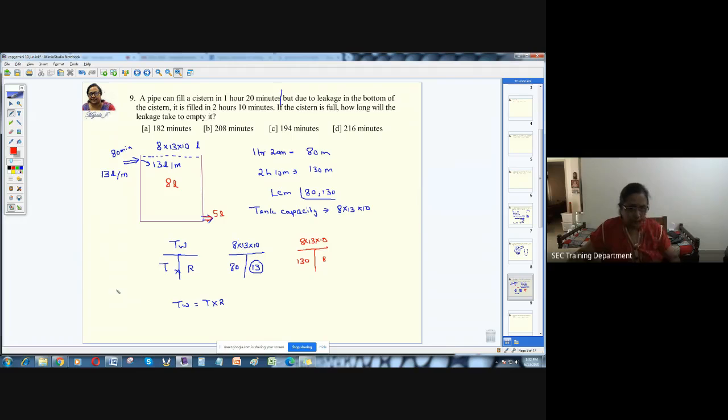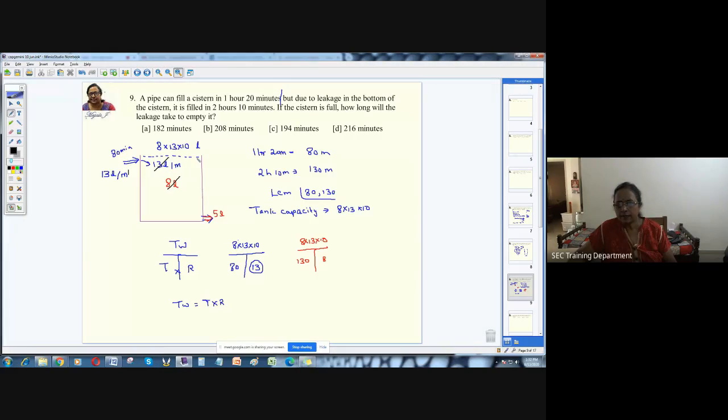Good. So what you have to do now is, like what she said, the same thing, but it is mentioned that the tank is full. That's the first thing. Tank is full means we have no inlet now. How long will the leakage take to empty? They didn't say the other tap is open, so only the leakage alone is open now. So when the leakage alone is open, this 13 is ruled out.